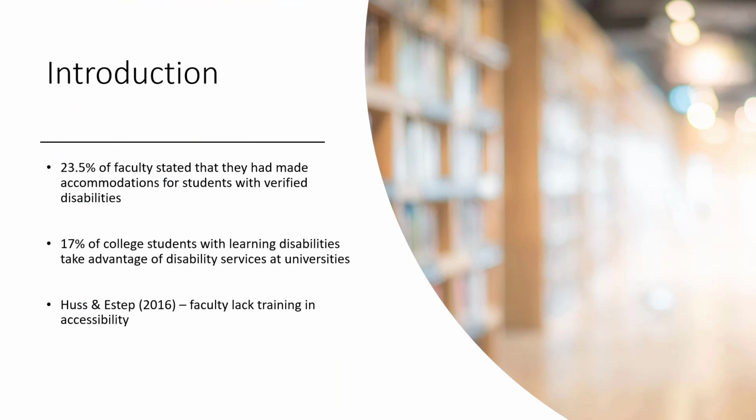A study at a public university showed that only 23.5% of faculty stated that they had made accommodations for students with verified disabilities. Other research shows that only 17% of college students with learning disabilities take advantage of disability services at universities. And in 2016, researchers Huss and ESEP found that while colleges and universities concede that online courses should be accessible to students with disabilities, training instructors in accessible course design rarely occurs, therefore hastening the need for research into the role faculty awareness and attitude has on the accessibility of online courses.